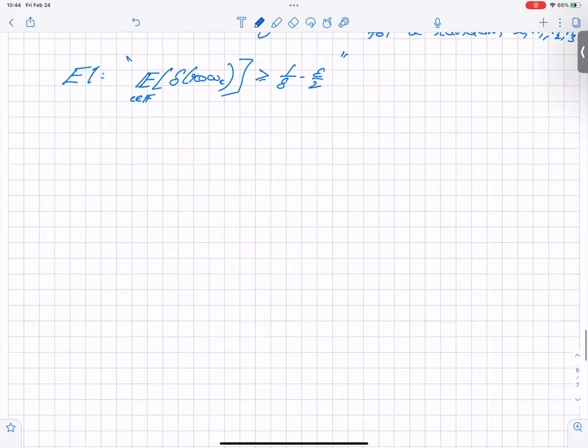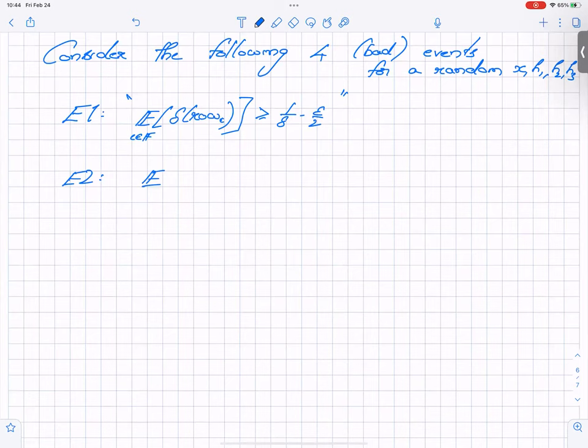We'll have the same thing for the columns. It is still 1 by Markov. Let's see whether you want to do Markov. Markov will certainly give us something, but we will do better than Markov. In fact, all the inequalities will just fall from the same concentration inequality. This is the same thing for the rows, for the columns.